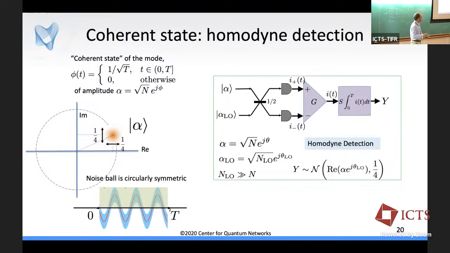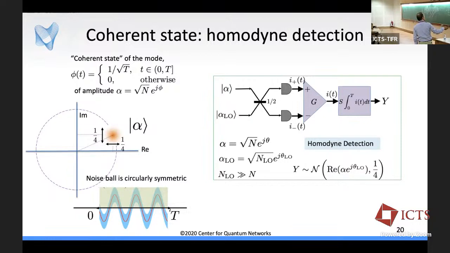Its mean value you can prove will come out to be, and this is a two-line calculation you should try to do yourself, equal to the real part of alpha times e to the j theta LO. Here I and j are the same thing. I'm an electrical engineer, so I still oftentimes write j for i, because in electrical engineering they reserve the letter i for current, but it's the same thing. It's the square root of minus one. So alpha e to the j theta LO, where theta LO is the phase of the local oscillator with respect to the input alpha, and the variance will come out to be 1/4. Now, this is a very interesting thing: with homodyne detection, I can get a measurement whose mean value is any chosen quadrature of that complex number.